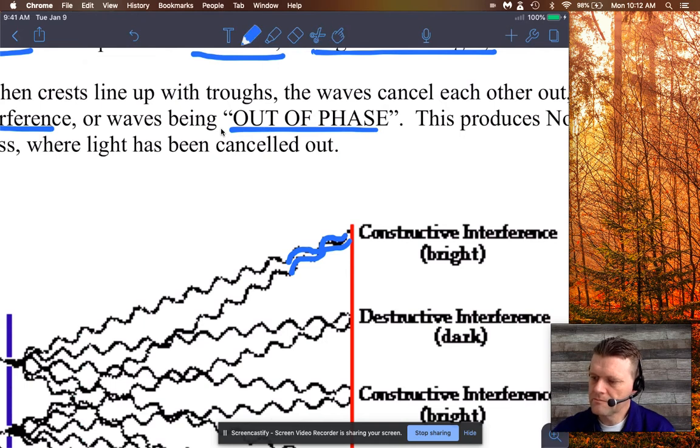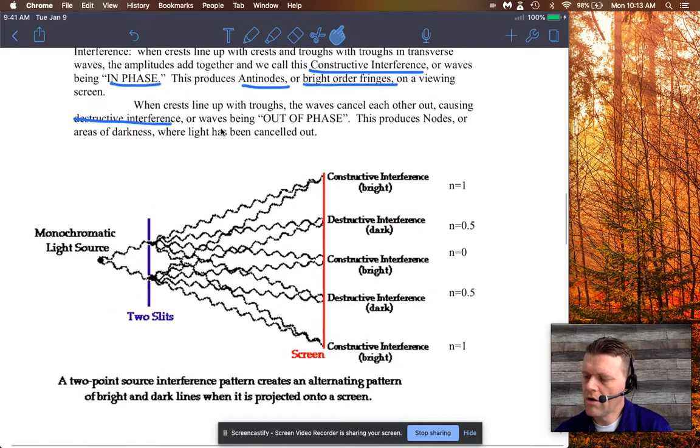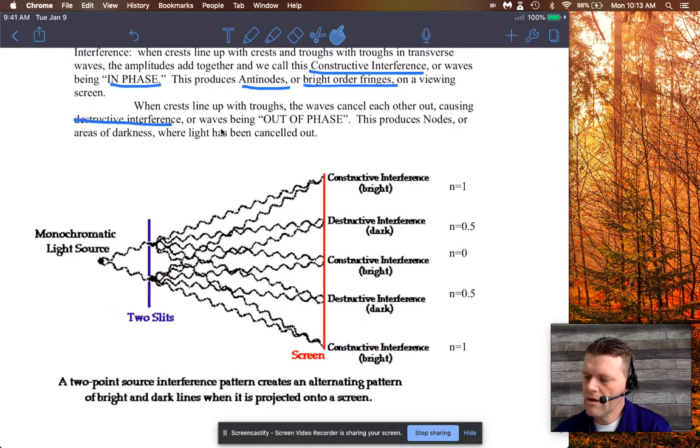But we can see here the crests and troughs, there's a trough lining up with a crest in terms of that one. I know it's not the greatest prediction, but there you would have destructive interference. So we call these areas of interference nodes and antinodes.